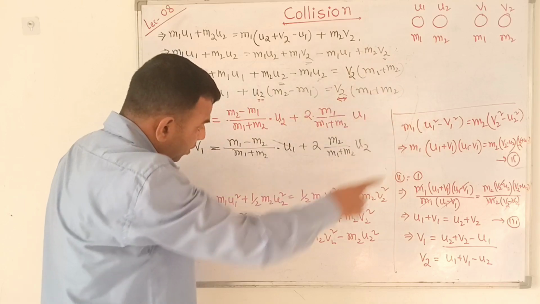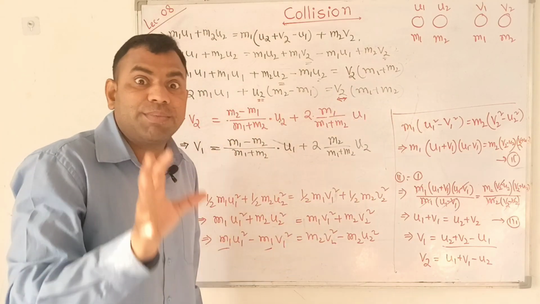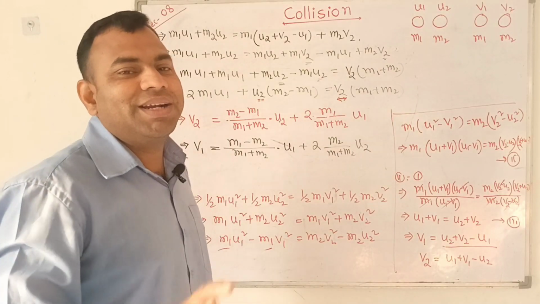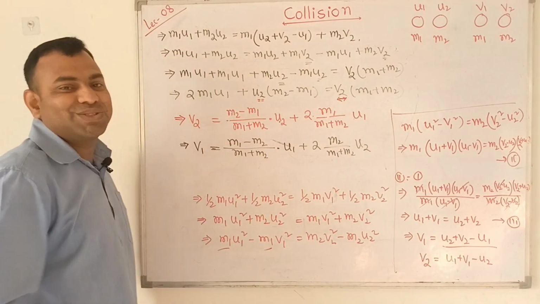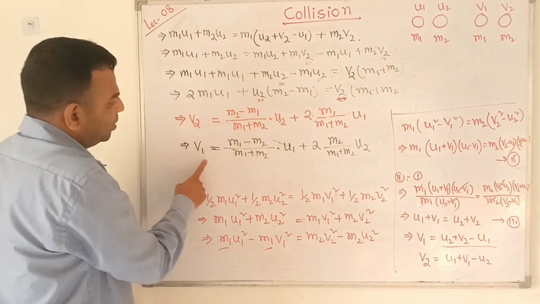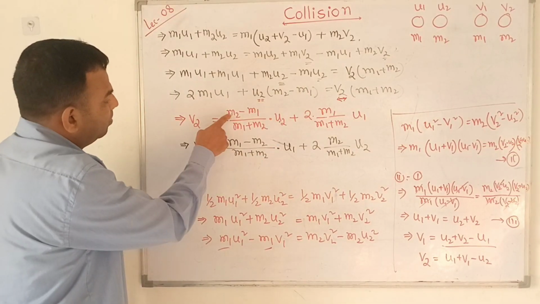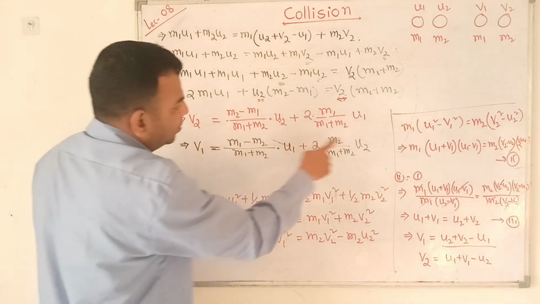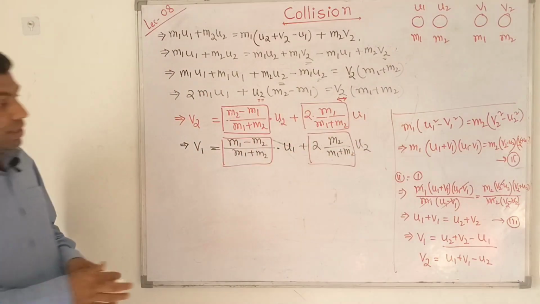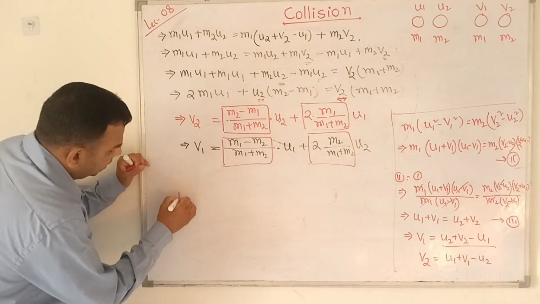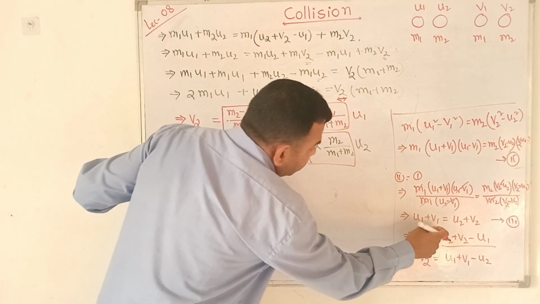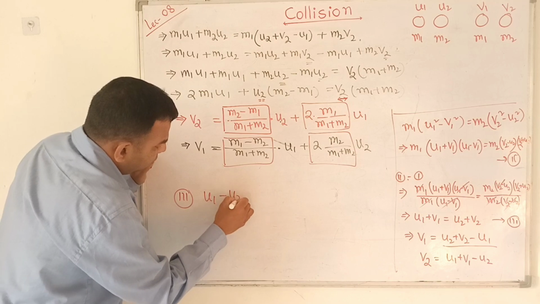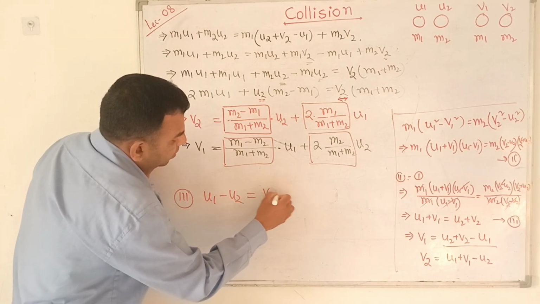Although the formula is concept based, there are a number of calculations, and since there are so many calculations, it may go out of mind. For this reason, we have to remember this one. So U1, U2, B1, B2: B2 is opposite to U1, B1 is opposite to U2, and the rest are the same. We can write equation number 3 in this way: U1 minus U2, and B2 minus B1.